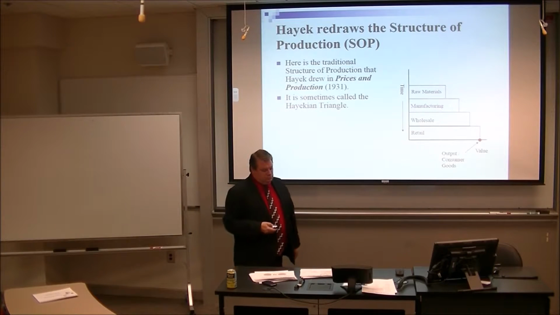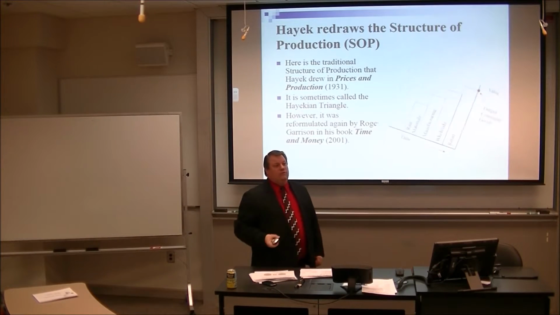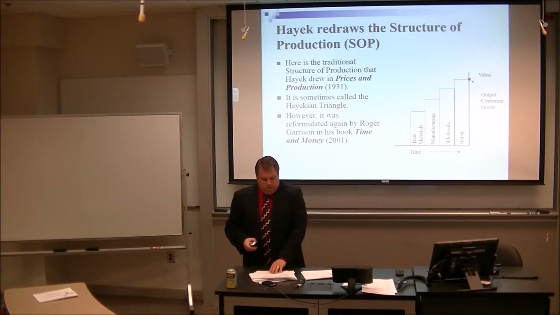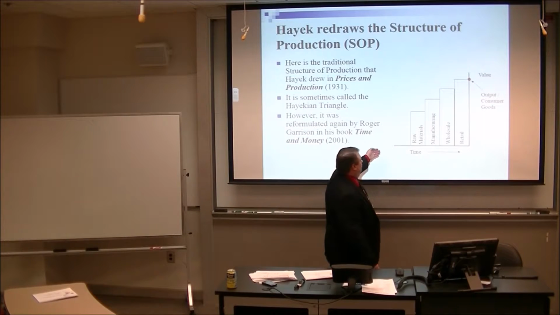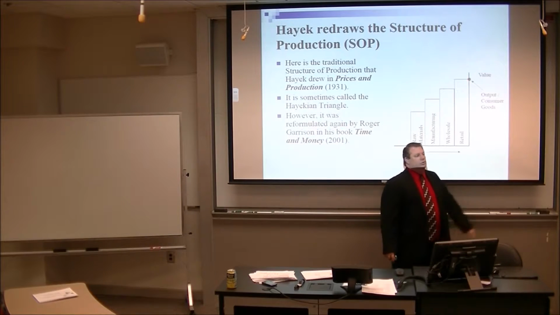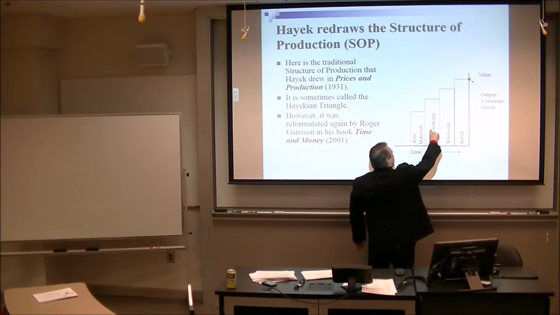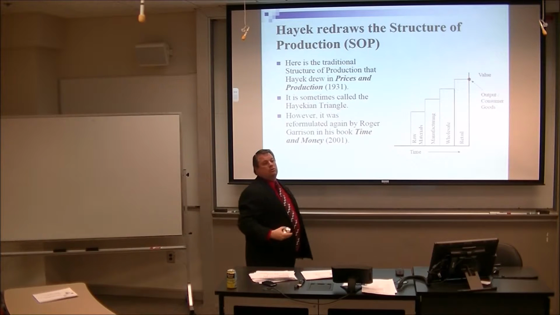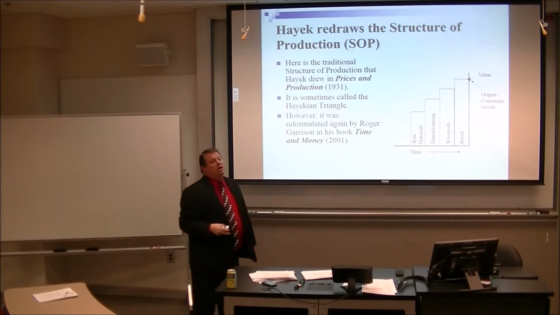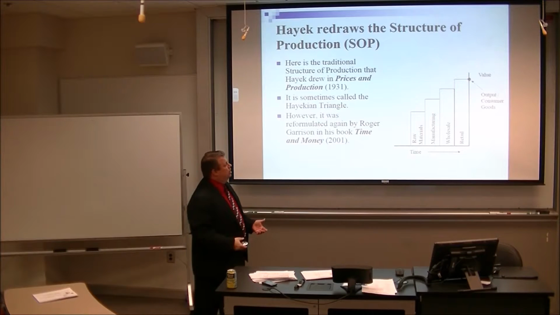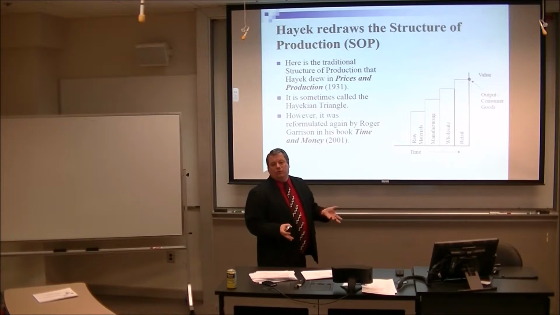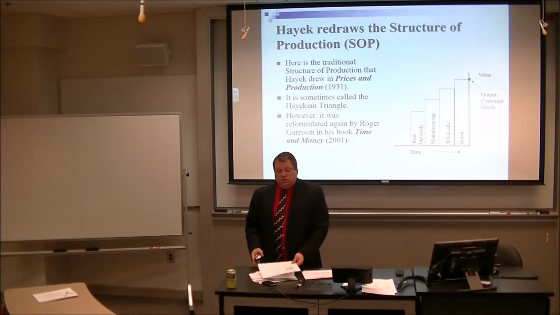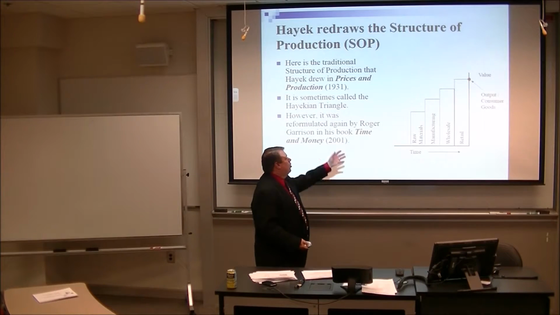Okay? Now, Garrison reformulates this and makes it a little bit clearer for us. He puts time on the horizontal axis, so we're moving through time. And as we go from stage to stage to stage, we're adding value, and thus the amount of value grows. Ultimately at the end of the structure of production, we have output of consumer goods. Now, 4 stages is just an example. We can add more stages to this.